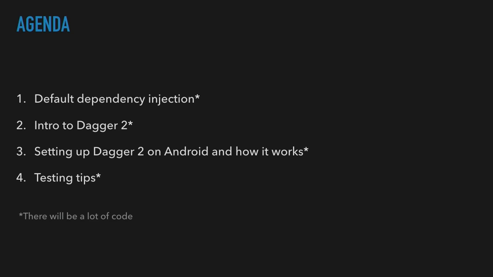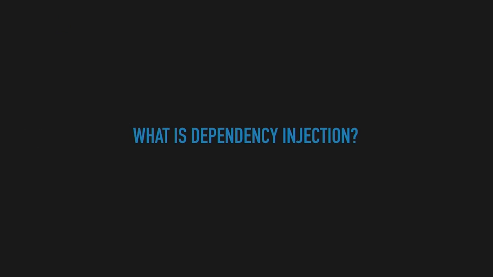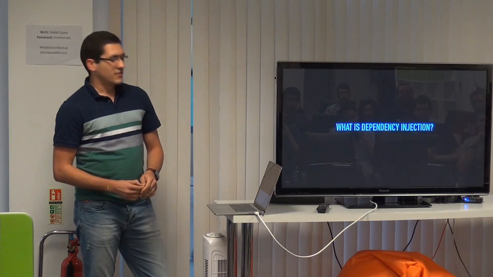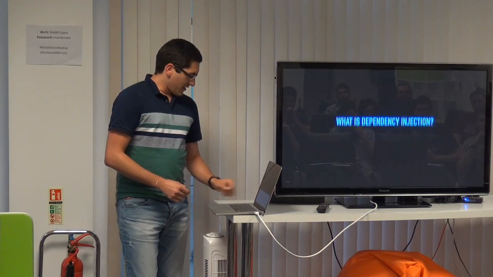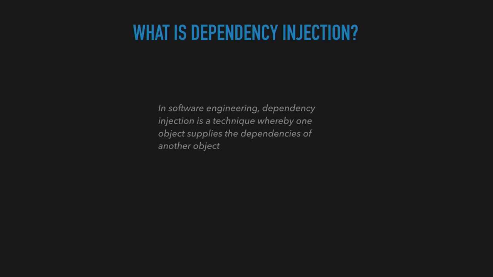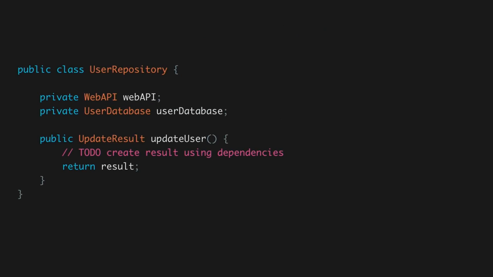Right, so let's start with an easy question. What is dependency injection? Now, in software engineering, dependency injection is a technique whereby one object supplies the dependencies of another object, and that is what Wikipedia will tell you. Of course, that is meaningless until you figure out what it actually means. So let's see a really, really simple example. I will be using Java, by the way, for you Kotlin people.